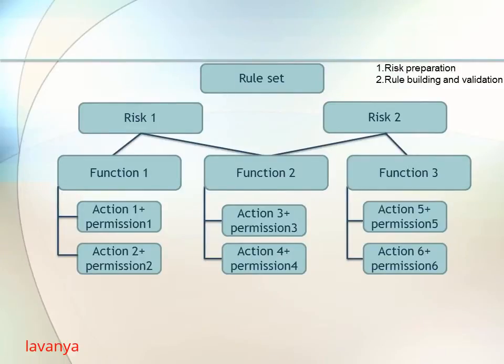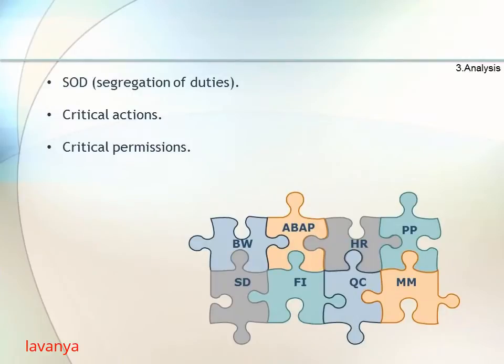For example, creation of a vendor and releasing a payment to the vendor. If these two actions are given to the same user, it would cause a risk. The second stage is rule building and validation. Here, once the risks are identified, we establish the technical rules to monitor the risk, and also we verify and validate the rules. The third stage is analysis.